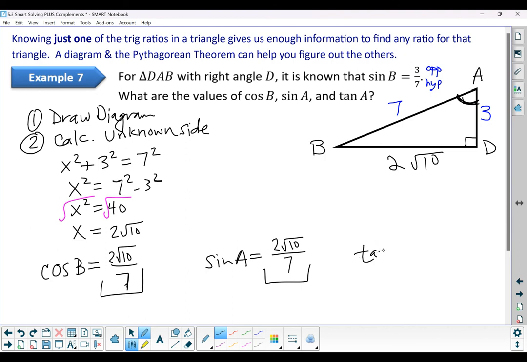Okay, our last one is to write down the tangent of A. Tangent of A is opposite over adjacent. Opposite from A is 2 root 10. Adjacent to A is the 3. So 2 root 10 over 3 is the tangent of A. And again, sometimes that fraction will reduce, but this one does not.